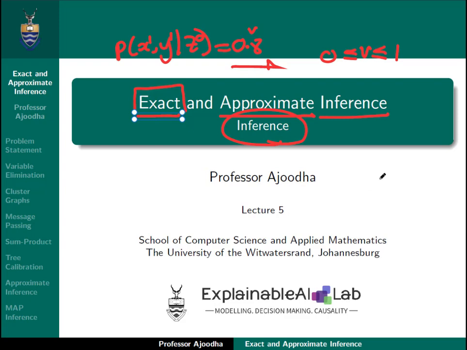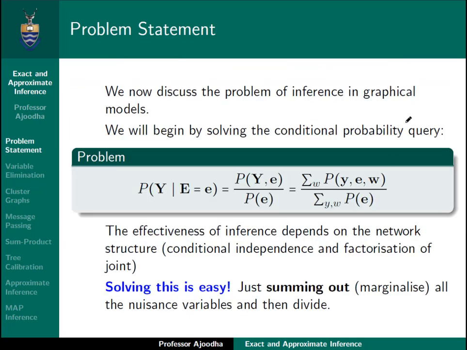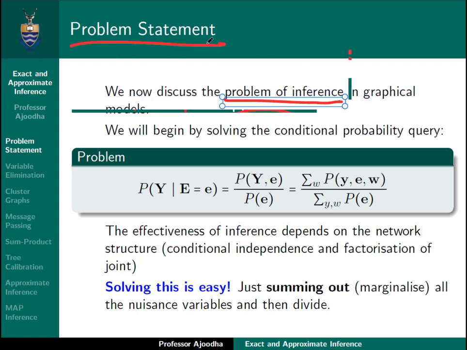So let's continue. This is all in the realm of explainable AI, having inference procedures where you actually know how the inference is calculated. So let's now discuss this a bit more in detail. We must discuss the problem of inference. I always start my lectures with the problem statement, so we're going to discuss the problem of inference with respect to a problem statement. So what is the problem statement? We need to basically solve this equation.